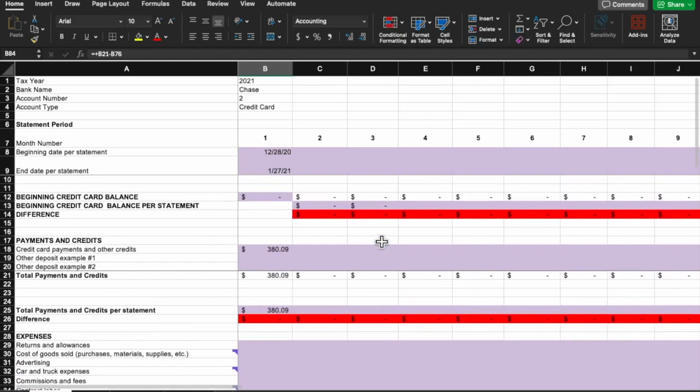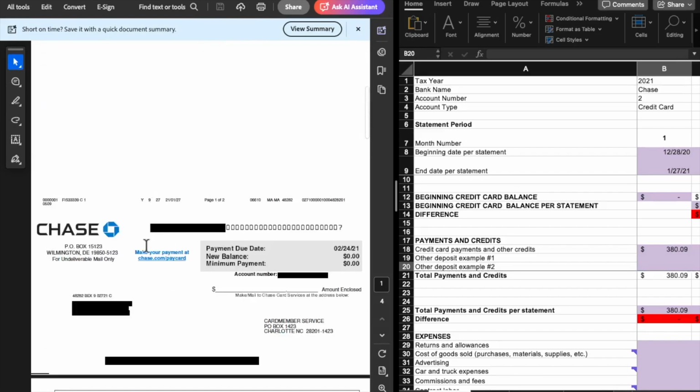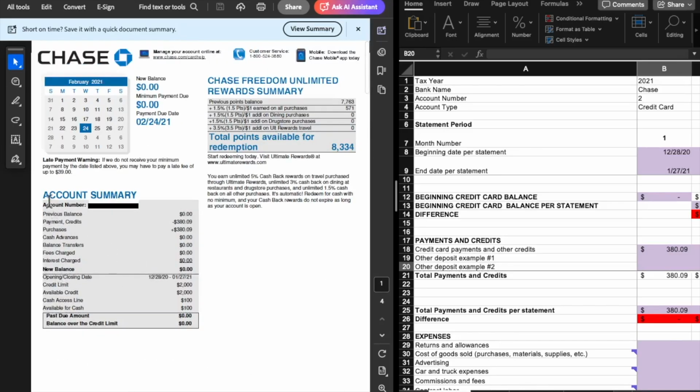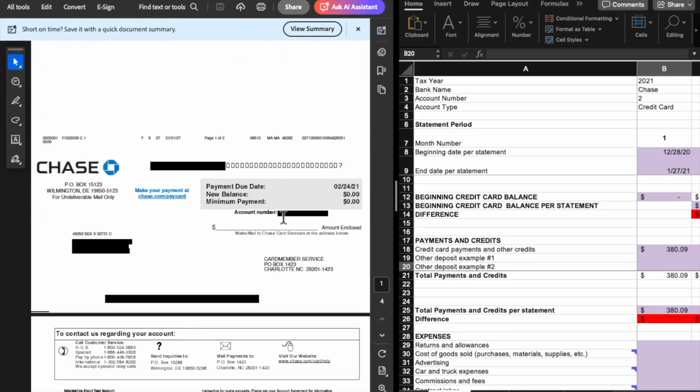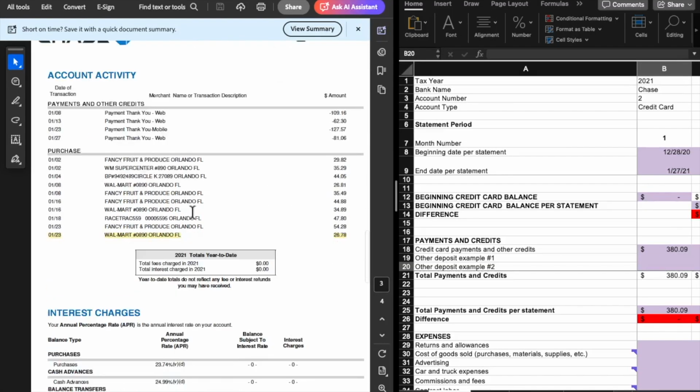So let's go through an example here for the first month. Here is the credit card statement for the client. Again, I blacked out his personal info. Here's a summary of the account activity. This is what your typical credit card statement will look like, by the way. You're going to have a summary of your account activity right here, and then the details of the transactions down here.